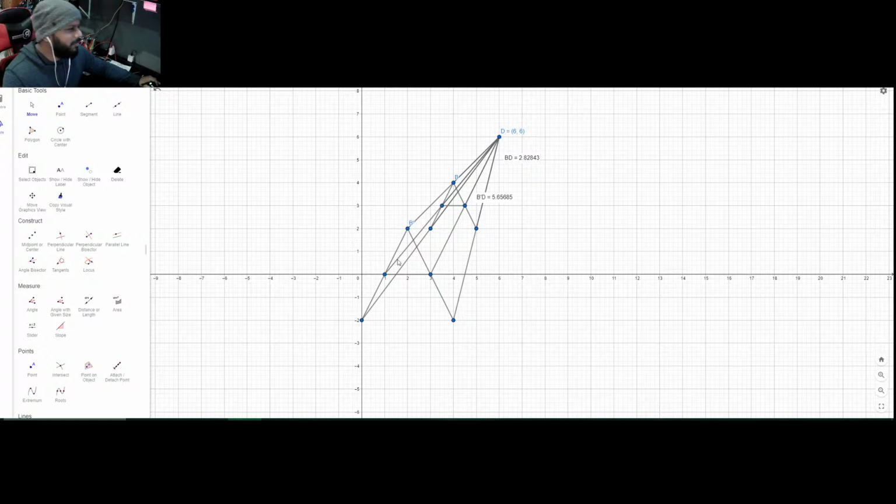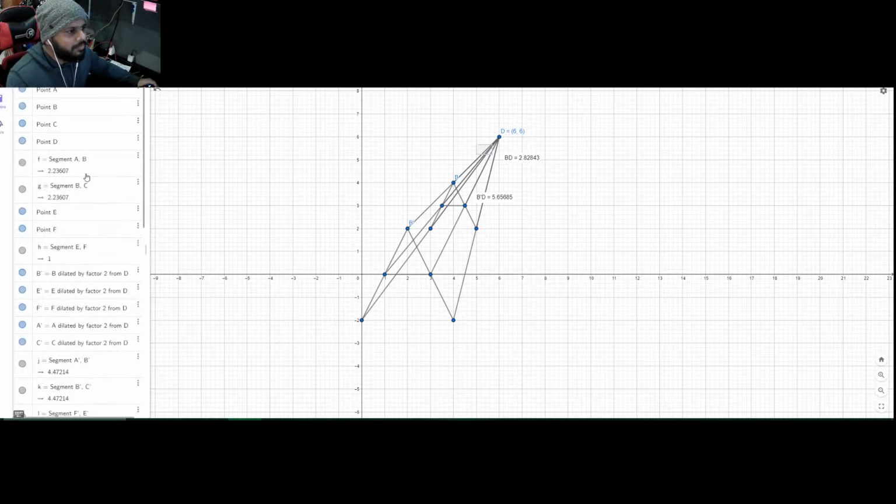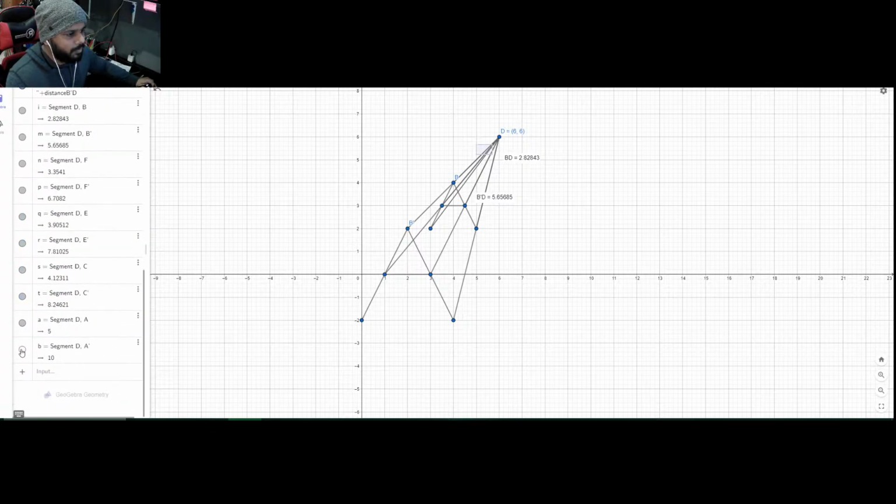Alright, the diagram is looking a little confusing now with all these lines, but don't fret yourself. I could hide all these things here. Good. Cool.